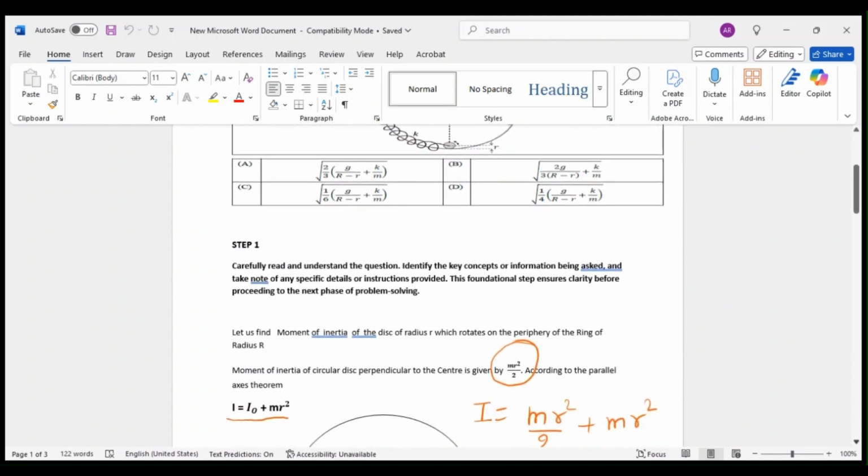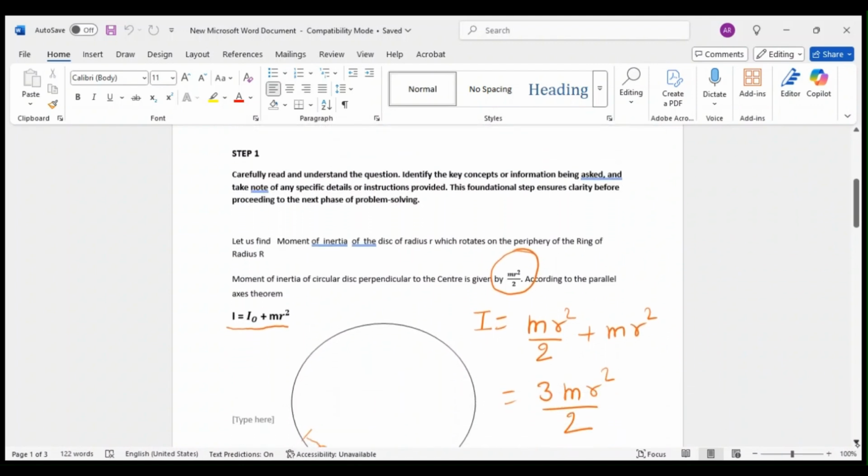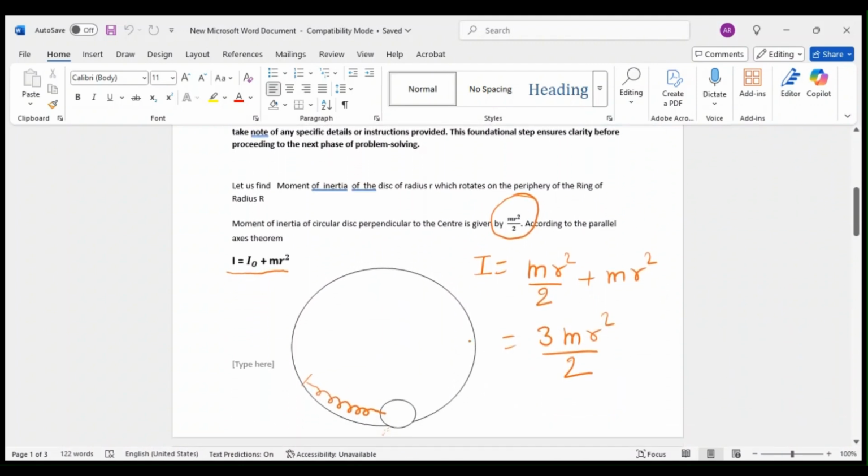Now, first of all, we have to find the moment of inertia of the disk. Moment of inertia of a disk is given by mr square by 2, which is already written here clearly. And moment of inertia of the disk according to the parallel axis theorem will be mr square by 2 plus mr square, which is 3 by 2 mr square. This moment of inertia of the disk, mr square by 2, is along the perpendicular axis.